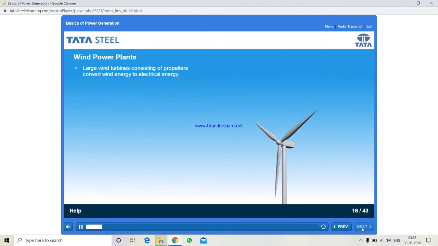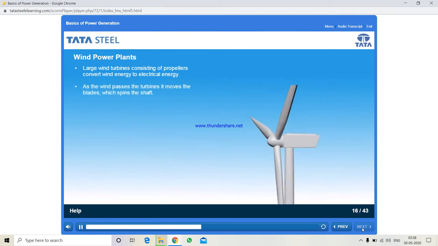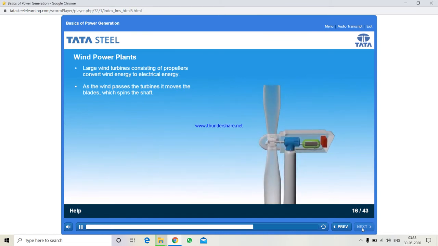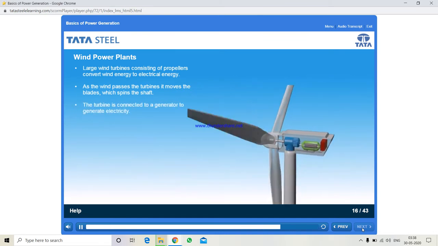Large wind turbines consisting of propellers convert wind energy to electrical energy. As the wind passes the turbines, it moves the blades which spin the shaft. The turbine is connected to a generator to generate electricity.